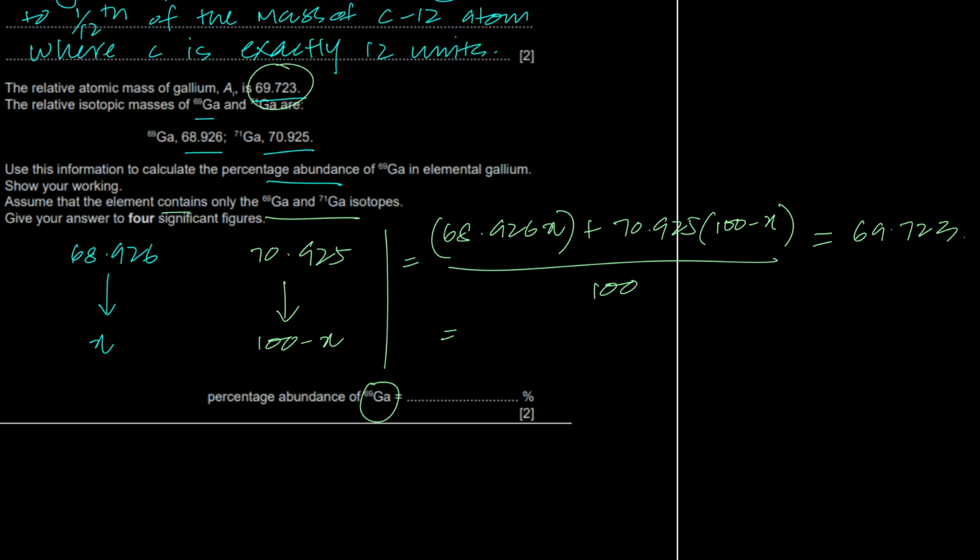What do we get? We get 60.13, correct? 60.1300%. So it's 60.13%. That's 4 significant figures. This is 1, 2, 3, 4. Done.